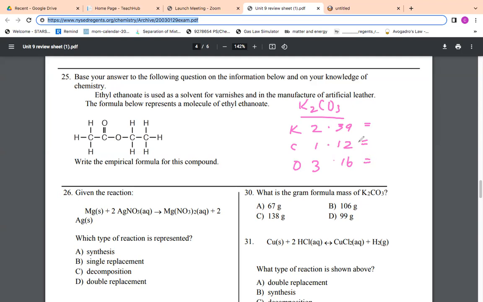Okay, so you can multiply all of this out. This is 78, this is 12, that is 48. You add everything up. This is 8, carry the 1, 138 grams. So we're going to go with choice C.